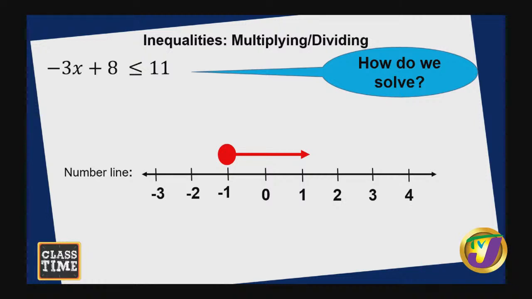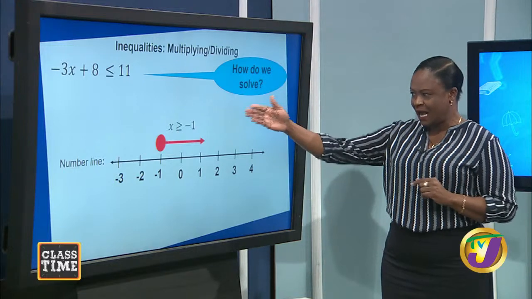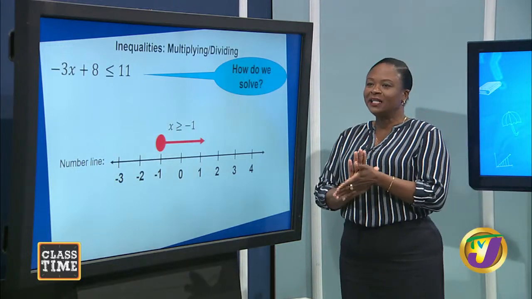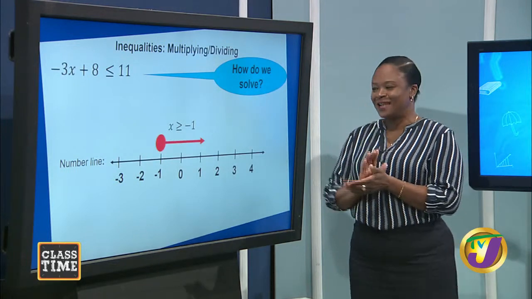To include negative 1. Please don't be like me, remember it. To include negative 1. And as is there, therefore, x is greater than or equal to negative 1. Right. To include negative 1.